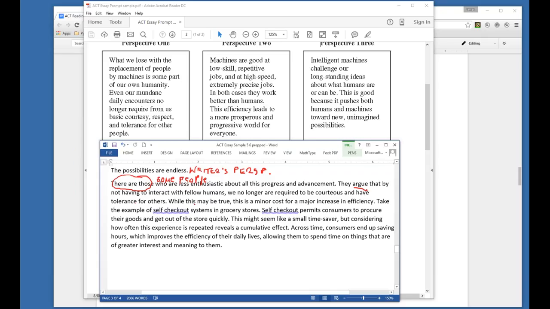While this may be true, so is the author of this essay acknowledging that there's some validity to the argument in perspective one? Are they granting them some points? They are, aren't they? Yeah, it's probably a good idea. You don't want to say they're totally wrong, right? Recognize that they do have some points, but then defeat the argument by saying it's a minor cost for a major increase in efficiency. Take the example of self-checkout systems in grocery stores. Self-checkout permits consumers to procure their goods and to get out of the store quickly.